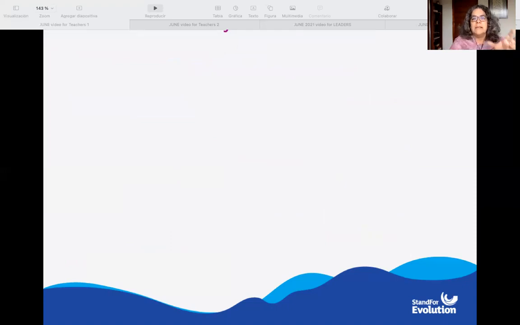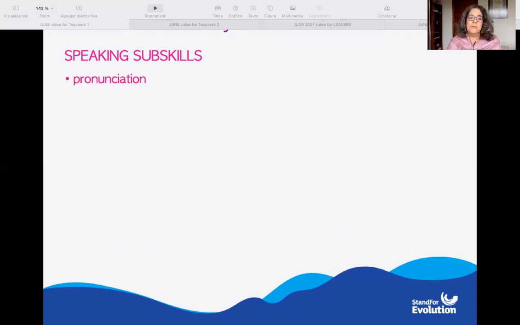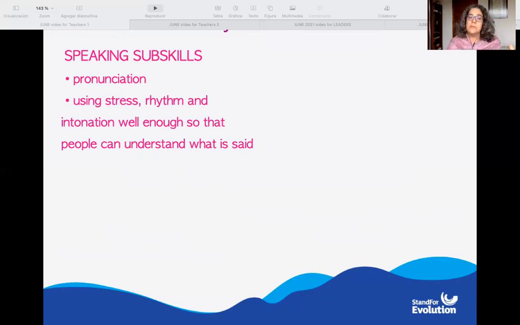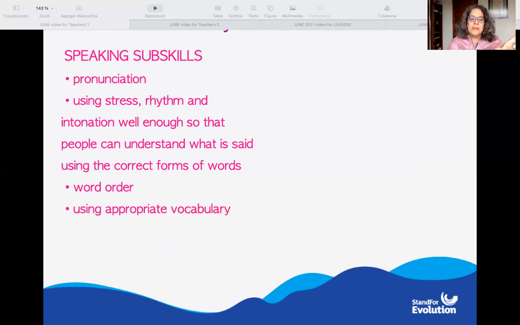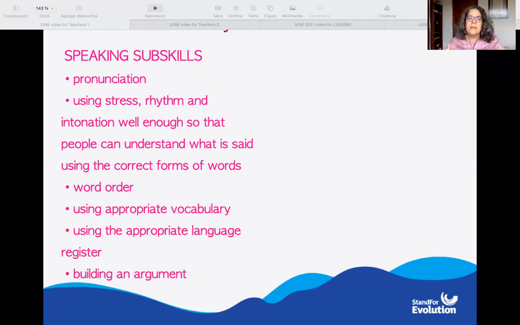Now, what makes up oracy skills? We have two lines of sub-skills here, the speaking sub-skills and the listening sub-skills. Regarding the speaking sub-skills, we have to improve the children's pronunciation, the use of stress, rhythm, and intonation, in order to pronounce the words so they can be understood. Also the way the children use word order to express themselves, using appropriate vocabulary, using the appropriate language register, which is very important, and how to construct and build an argument. These are things you have to bear in mind when you think of speaking sub-skills.